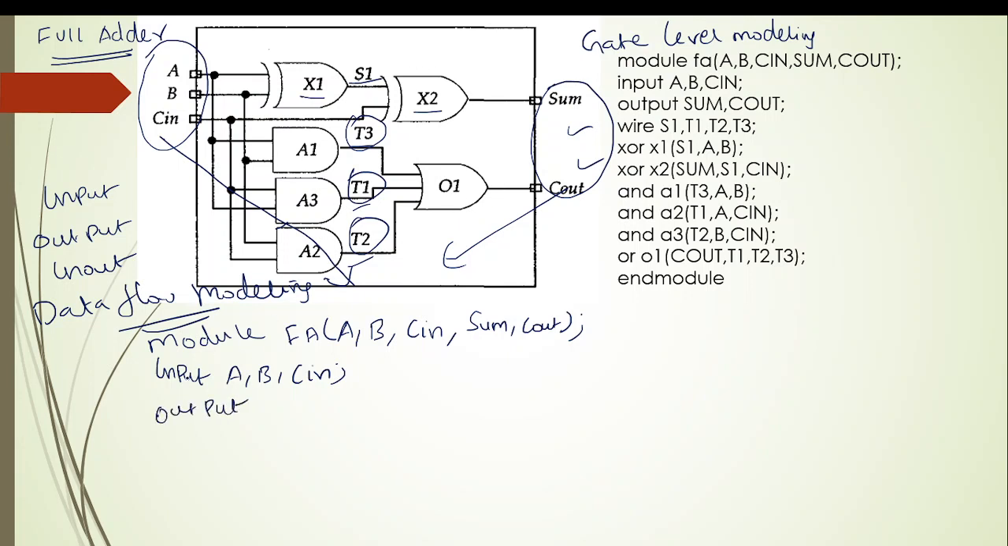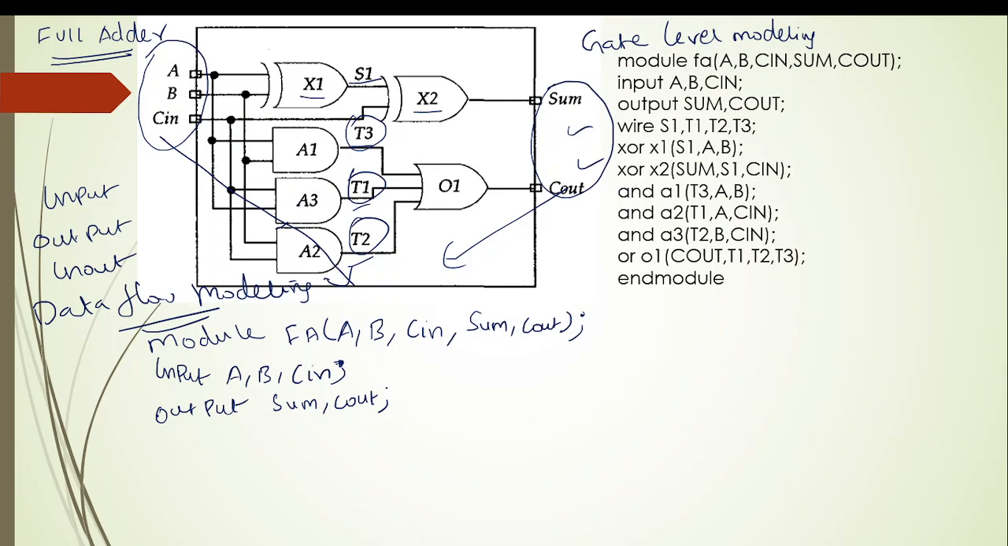See, all the keywords, module, input, output, should be written in lowercase. Okay, so sum comma cout. Each and every line I am terminating using semicolon. Okay, you should not miss that.